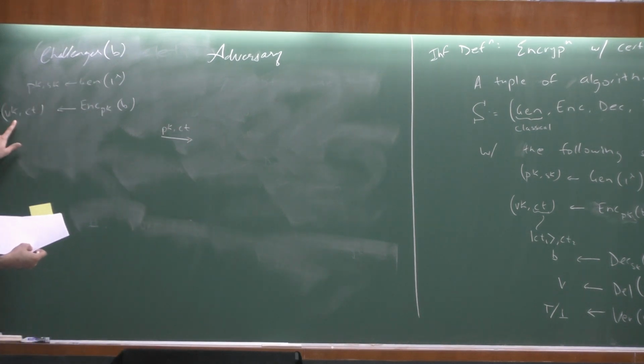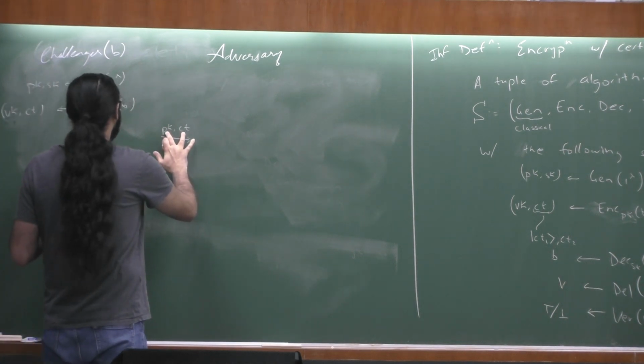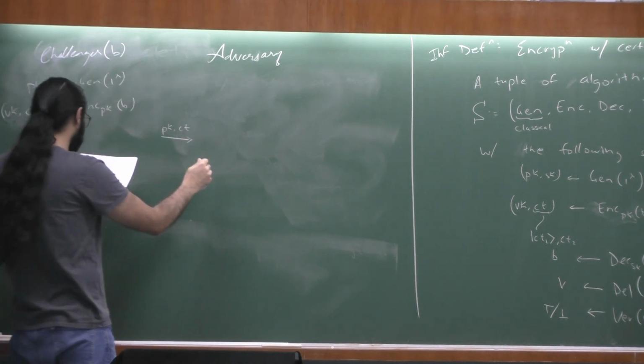Note that the verification key is not being sent. So this is certified deletion but with private verification that the certificate was valid. I think there are subsequent works that also make it publicly verifiable that the deletion was successful, but we are not going to look at that here. So you send PK and CT, not the verification key, to the adversary.